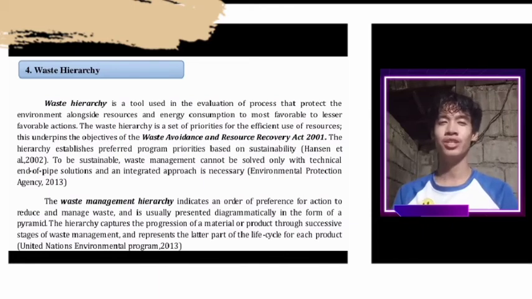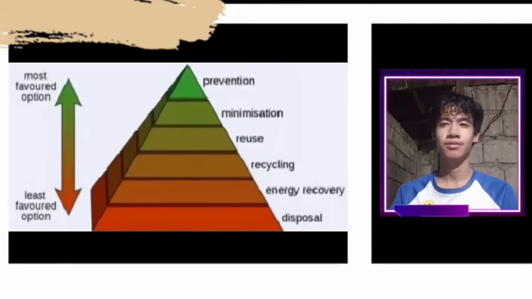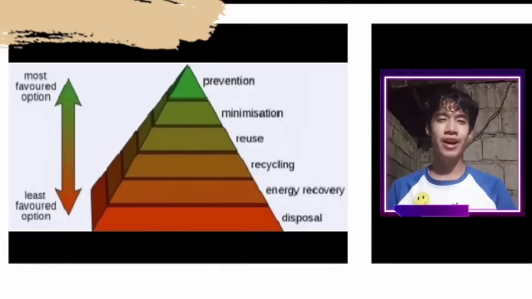The hierarchy captures the progression of a material or product through successive stages of waste management. It represents the latter part of the life cycle for each product. So now let's see the diagram of solid waste management, from the most favored option to the less favored. The most favored option is prevention, next minimization, reuse, recycling, energy recovery, and the least favored option is disposal.